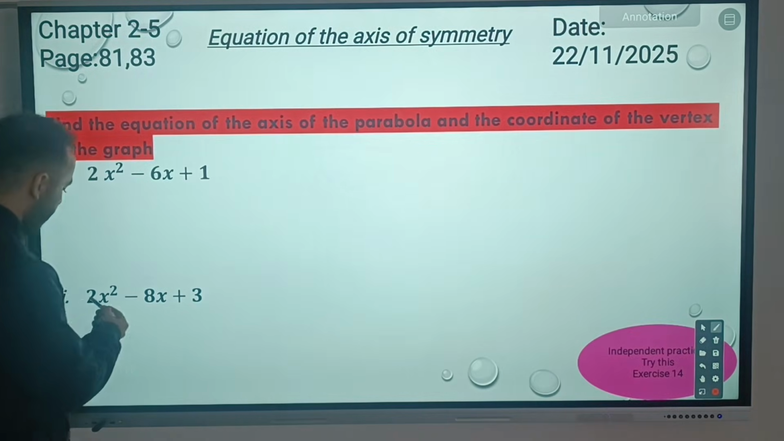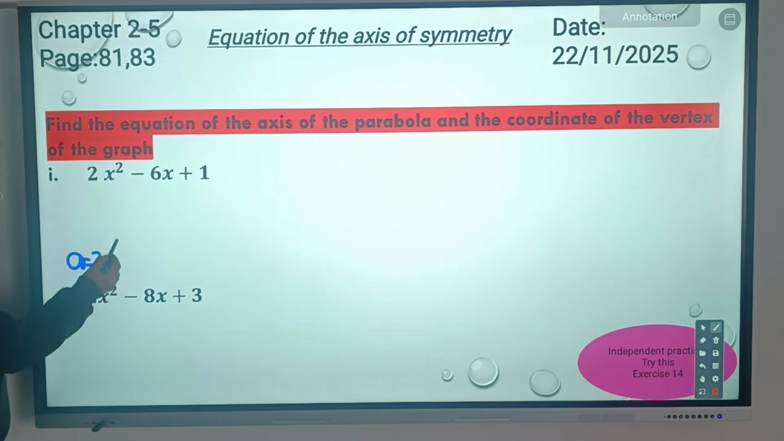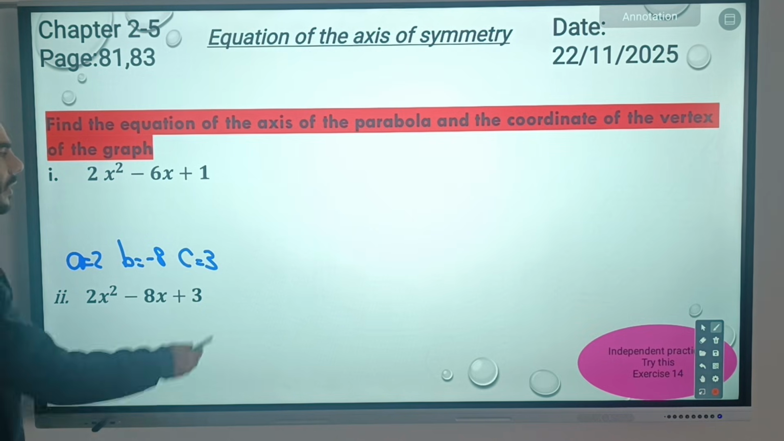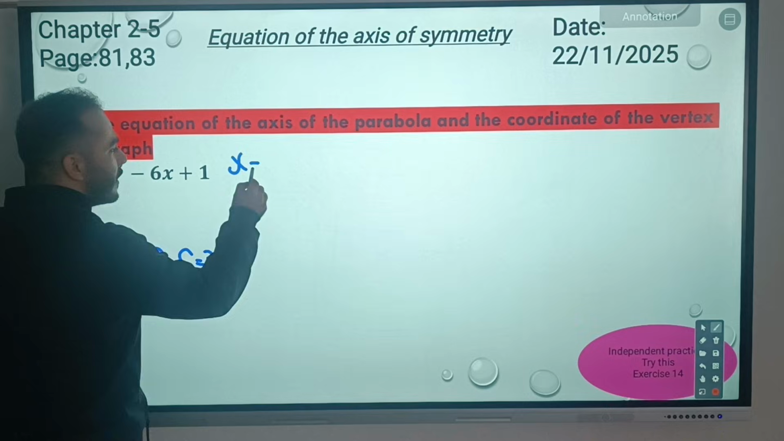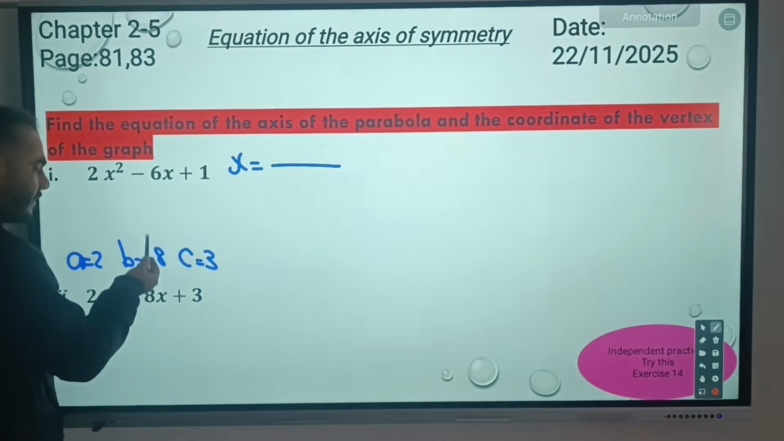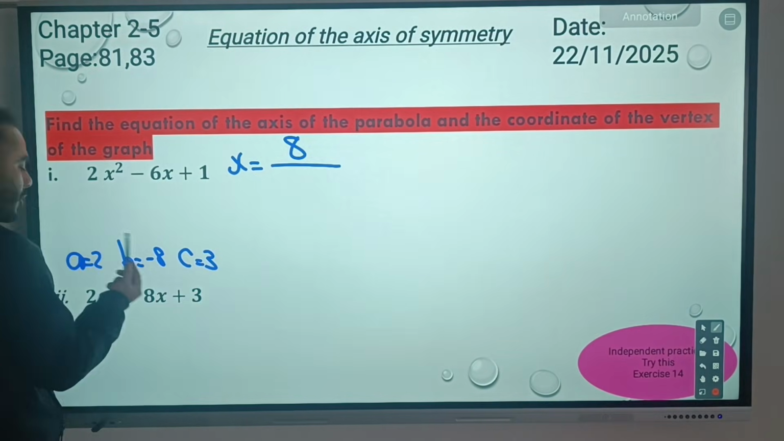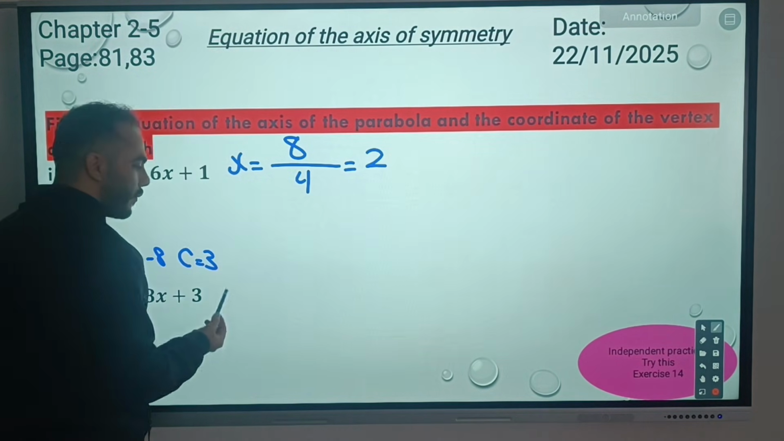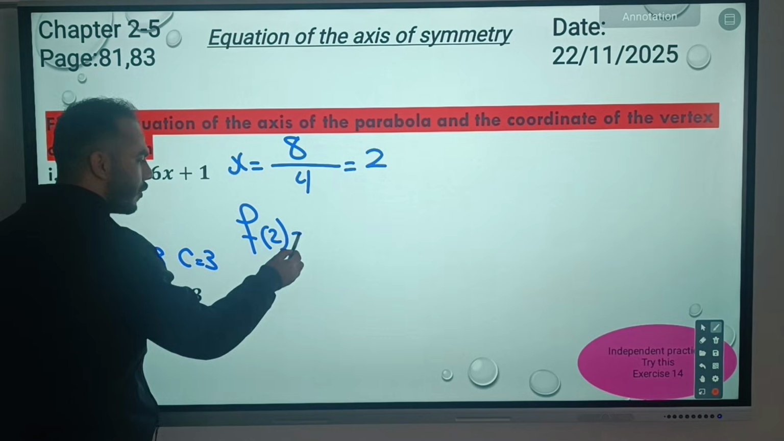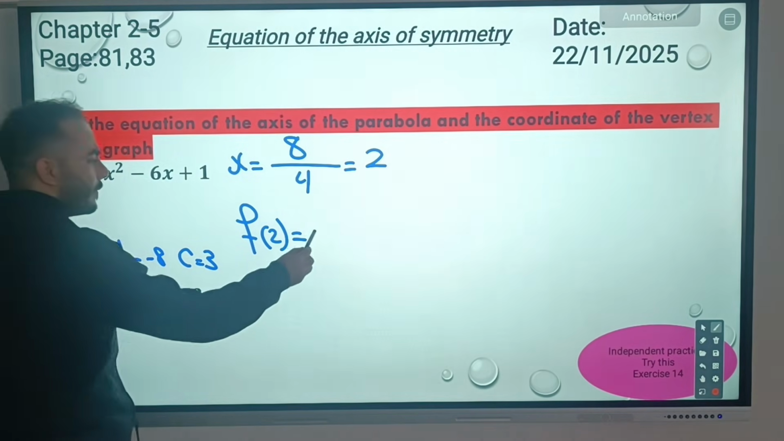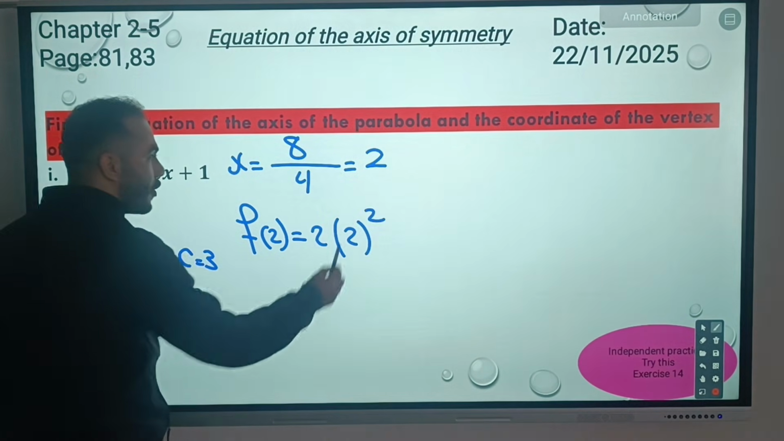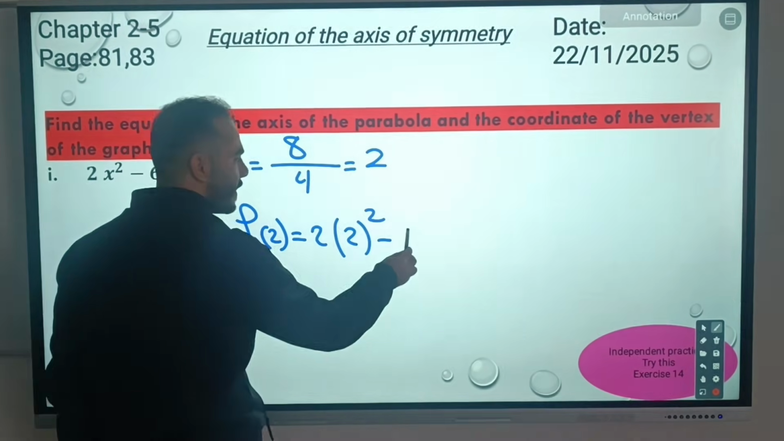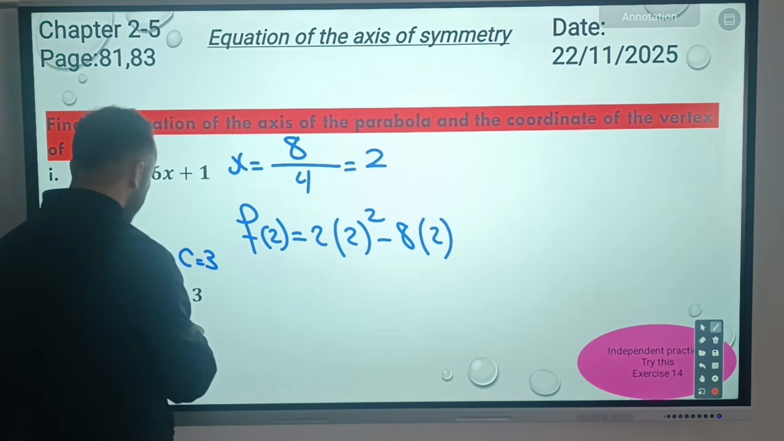You will need it. So here, finally, a equals 2, b equals negative 8, and c equals 3. We don't need c here. So axis of symmetry equals x equals negative b, negative 8, it's positive 8, over 2 times 2, 4. So 8 over 4, 2. Right now, f of 2 equals 2 times 2 powered by 2. Instead of x, I just put 2. This is how we are going to substitute. Minus 8 times 2 plus 3.